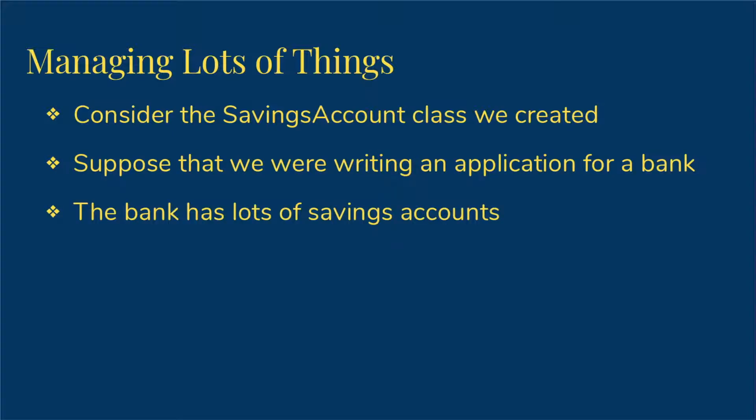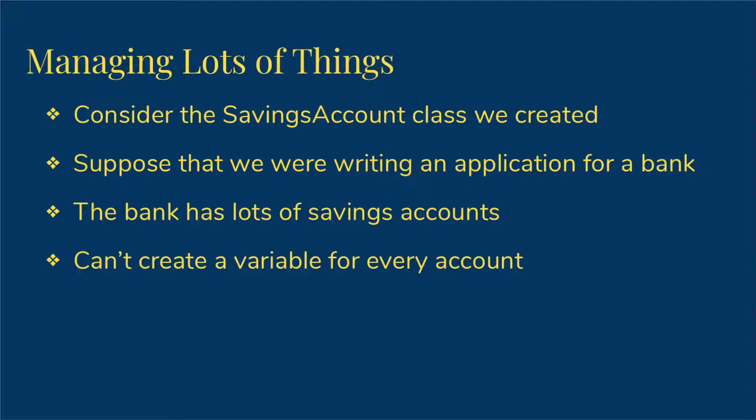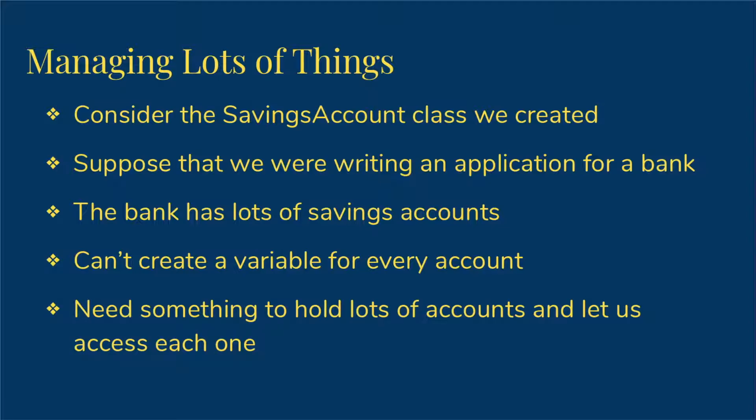The bank has lots of savings accounts, lots of accounts of all sorts of different kinds. Because there are so many, and because we don't know how many there will be, and we can't write code for each one individually, we can't create a variable for every single account that the bank has. Instead, we need some sort of container that'll hold lots of accounts and let us access each one to process each one individually. And the answer to that problem is something called arrays.